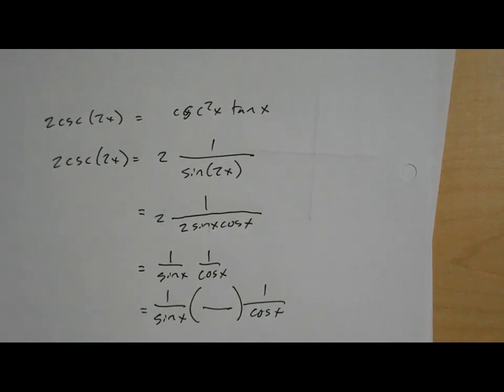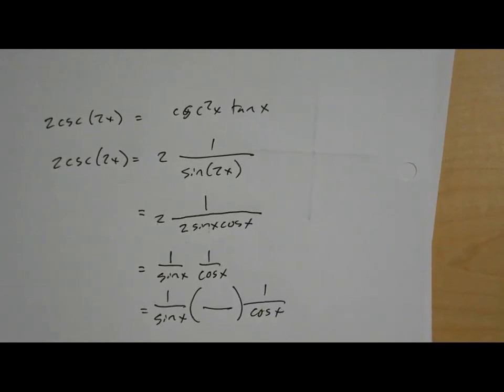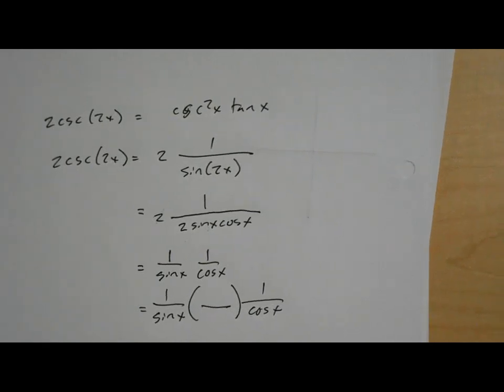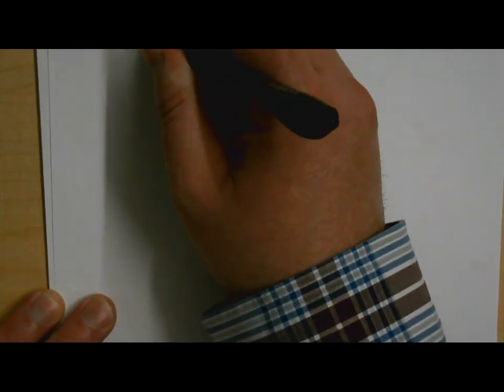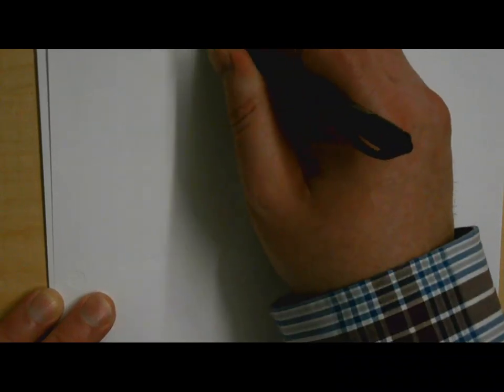Number 10. What part of it? You were asked to evaluate tangent 11 pi over 12 twice using sum or difference or double angle identity or half angles. The sum or difference? Yeah. Okay. Let me get my identity going. So we got to find a way to rewrite tangent 11 pi over 12 as tangent of 2 things being added together.